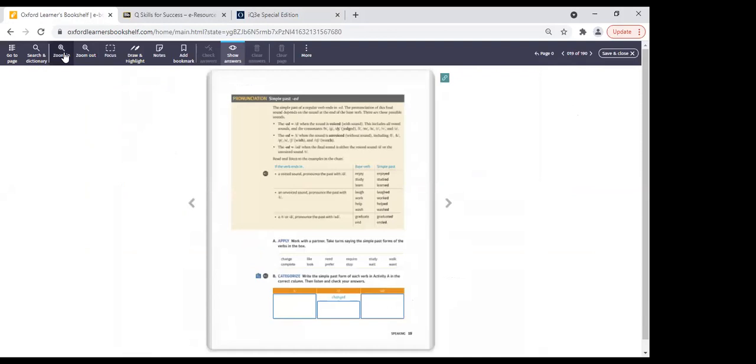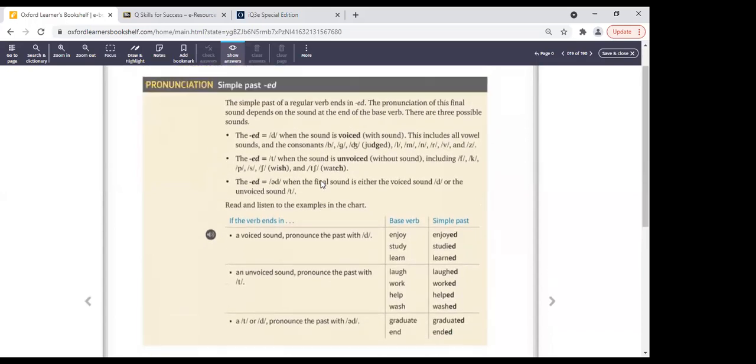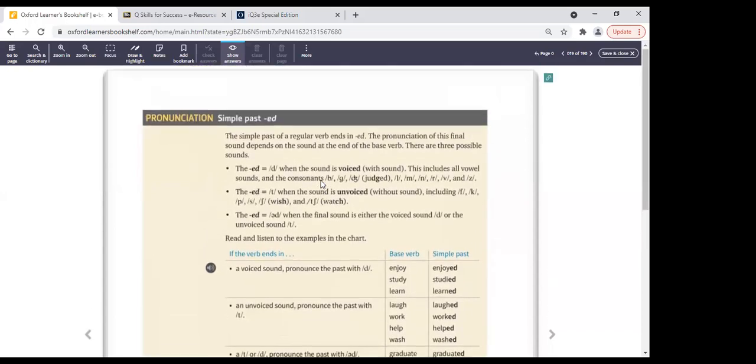Okay, the next thing we have here is the pronunciation of the simple past. We know we're adding ed. So we said with regular verbs, what do we add? Either we add ed, or just the d, or ied.